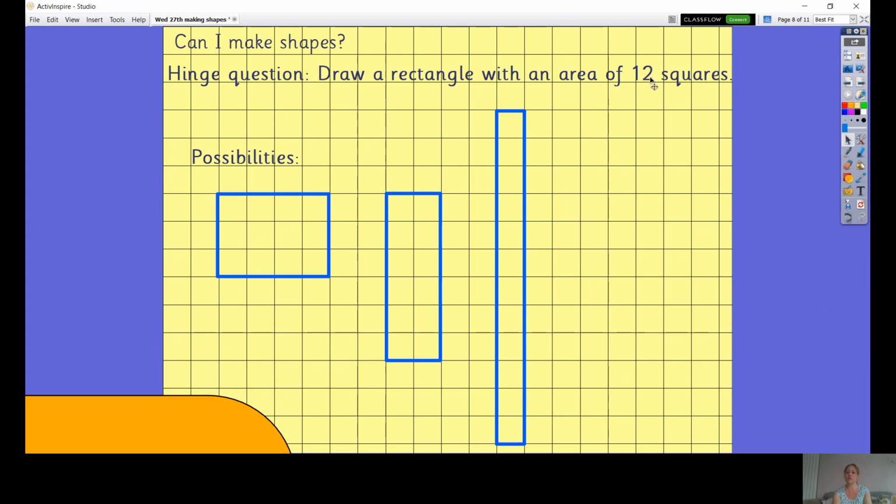I thought, what else could I do? I know 2 times 6 is 12. So I drew 6 rows with 2 squares in each row. And I also know that 1 times 12 is 12. So I drew a great big long rectangle with 1 square in each of the 12 rows. Okay, so those are some of the possibilities that you might have had for drawing a rectangle with 12 squares.